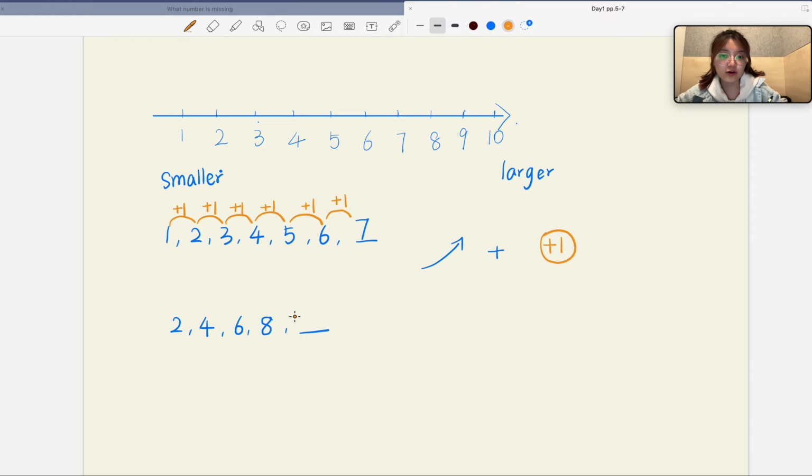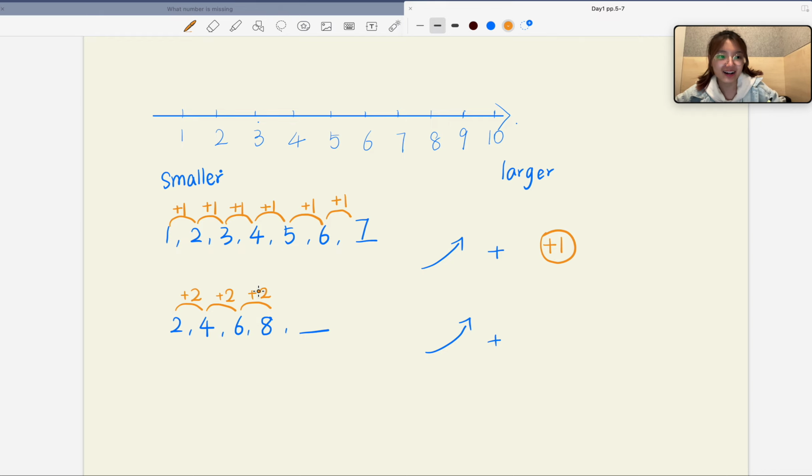10. Or you can also draw the lines, draw the bridges out to link each two numbers. We can see all the numbers are getting larger, so we can do plus. So now let's label plus for all the bridges. And we can see how can we jump from 2 to 4? We will plus 2. How can we jump from 4 to 6? We will plus another 2. How can we jump from 6 to 8?